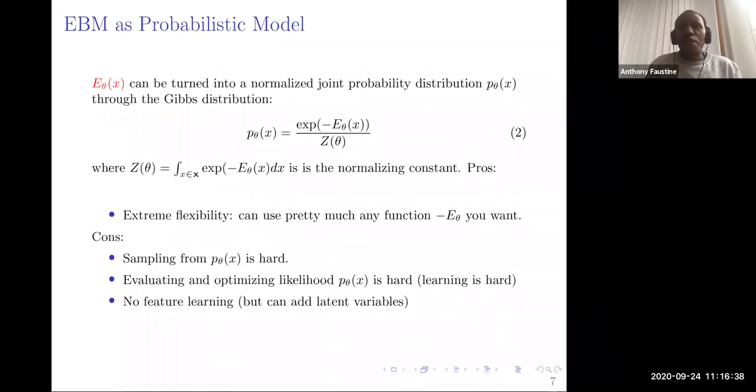You can transform the energy-based model into a probabilistic model by using the Gibbs distribution. Basically, you take the exponential of the energy function divided by theta, where theta is the normalizing constant. We know from probability theory that probability should be non-negative and should sum to one. So the exponential transforms this energy function into a probability by making sure it is greater than zero, and theta makes sure that the probability sums to one. And if you compare this with other probabilistic models, this comes with an advantage, because the probabilistic model is defined with an energy function, which gives you flexibility in how you define different functions to represent your energy function.